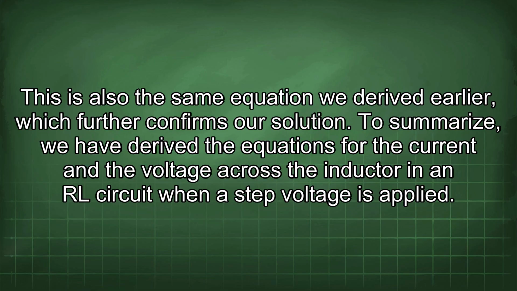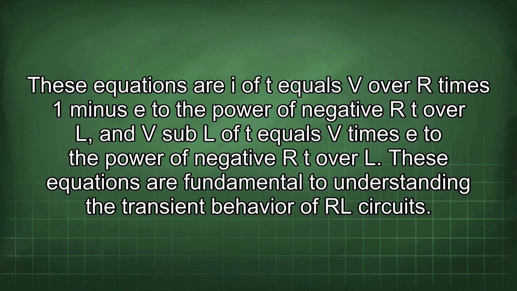To summarize, we have derived the equations for the current and the voltage across the inductor in an RL circuit when a step voltage is applied. These equations are I of t equals V over R times 1 minus e to the power of negative Rt over L, and V sub L of t equals V times e to the power of negative Rt over L. These equations are fundamental to understanding the transient behavior of RL circuits.